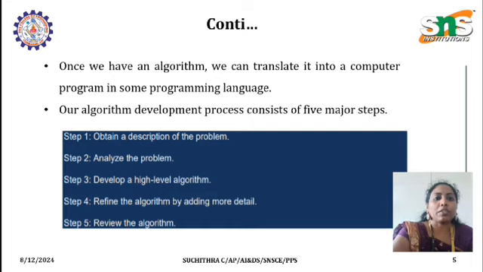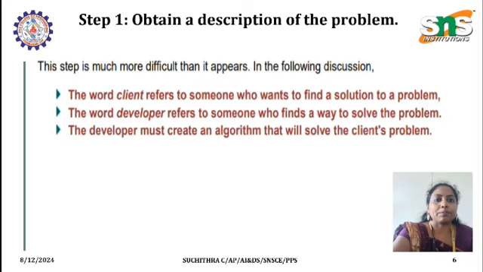Our algorithm development process consists of 5 major steps. The first step is obtain a description of the problem. Second step is analyze the problem. Third step is develop a high-level algorithm. Fourth one is refine the algorithm by adding more detail. Fifth one is review the algorithm.